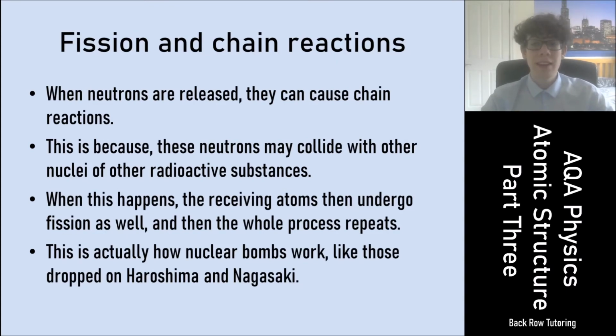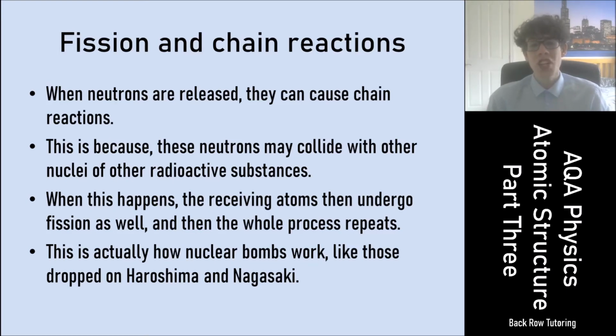When neutrons are released, they can cause chain reactions. This is because the neutrons, which collide with other nuclei, then cause those nuclei to split as well. So these neutrons may collide with other nuclei of other radioactive substances. When this happens, the receiving atoms then undergo fission as well, and then the whole process repeats. This is actually how nuclear bombs work, like those dropped on Hiroshima and Nagasaki.